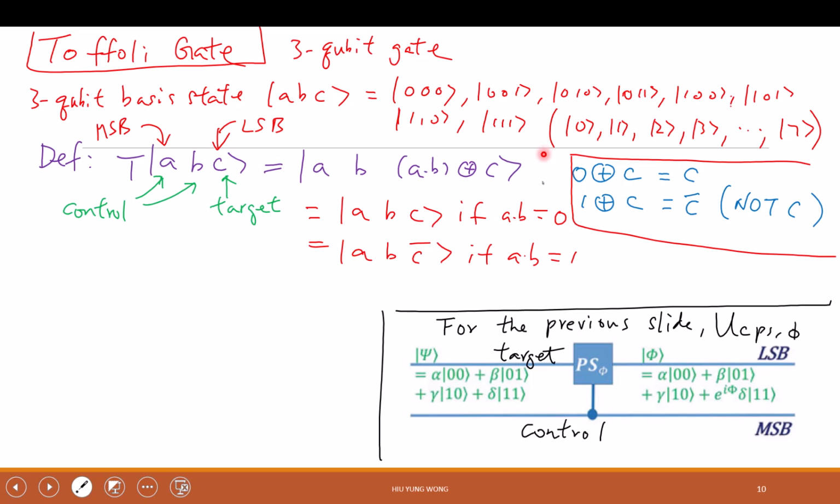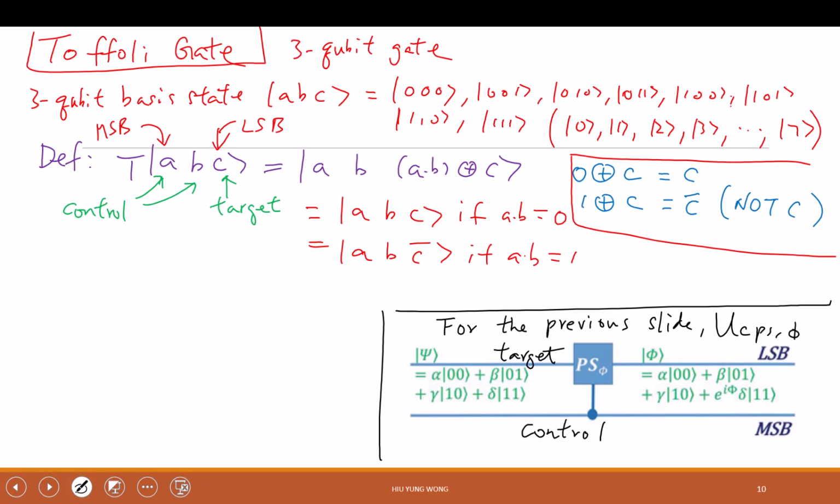Make sense? This looks like what kind of action? Change 0 to 1 and 1 to 0. I mean, change 1 to 0 and 0 to 1. What type of gate is that? NOT gate. But when would it change? When A and B, when the control bits. So we have 2 controls. So what do you call it?